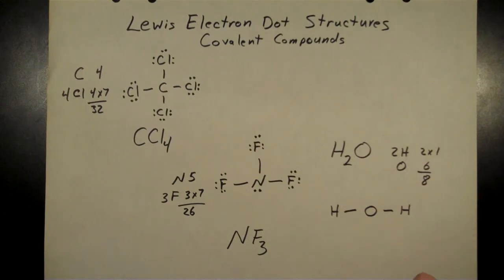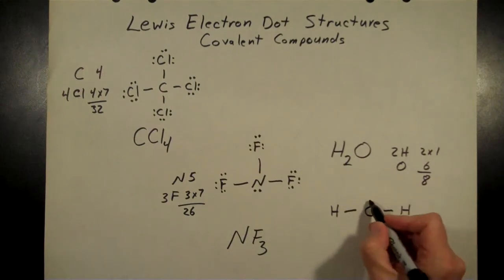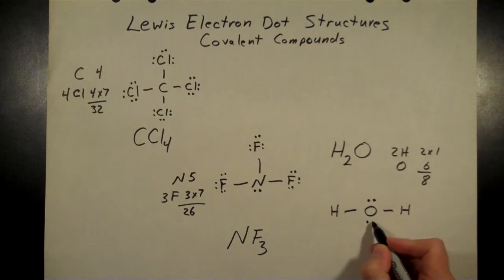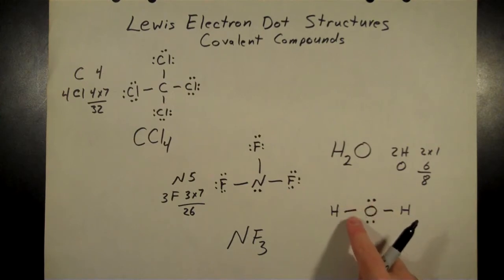So we need to put 4 more into the structure, and of course they're just going to go in around the oxygen. 1, 2, 3, 4, and that completes the octet around the oxygen. There's 2 here, 2 here, 2 here, 2 here, so 2, 4, 6, 8 electrons around that oxygen, and that's the Lewis electron dot structure for water.